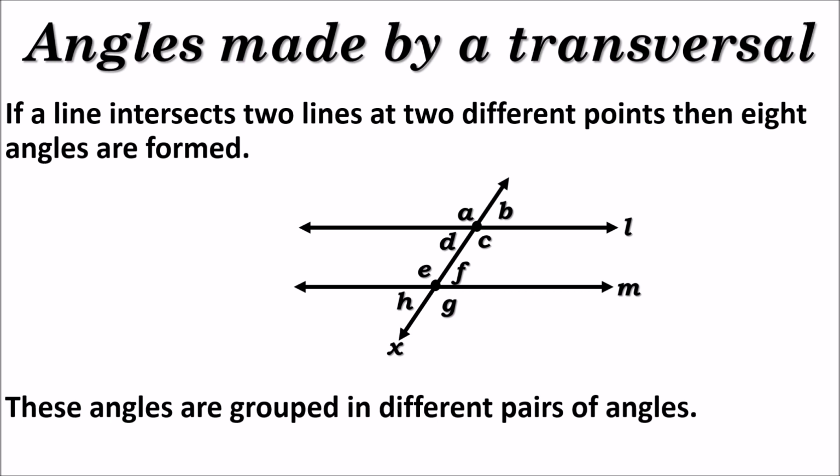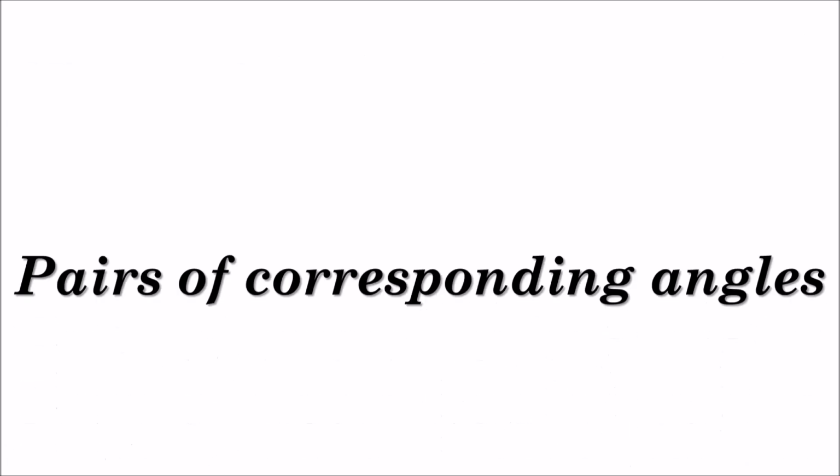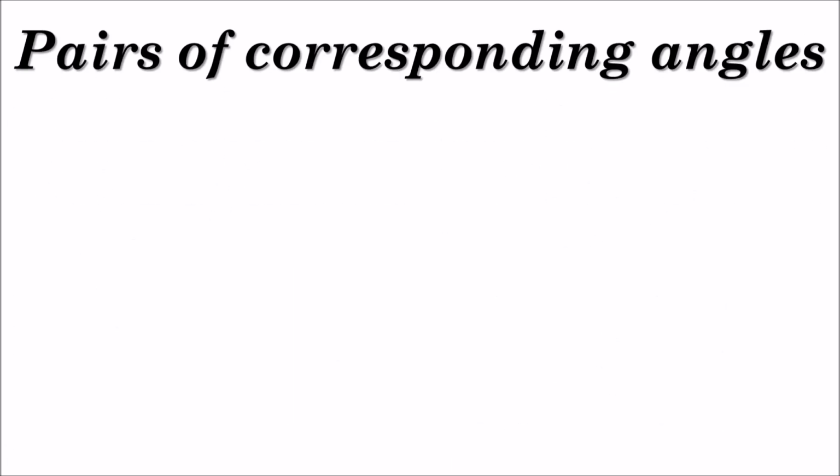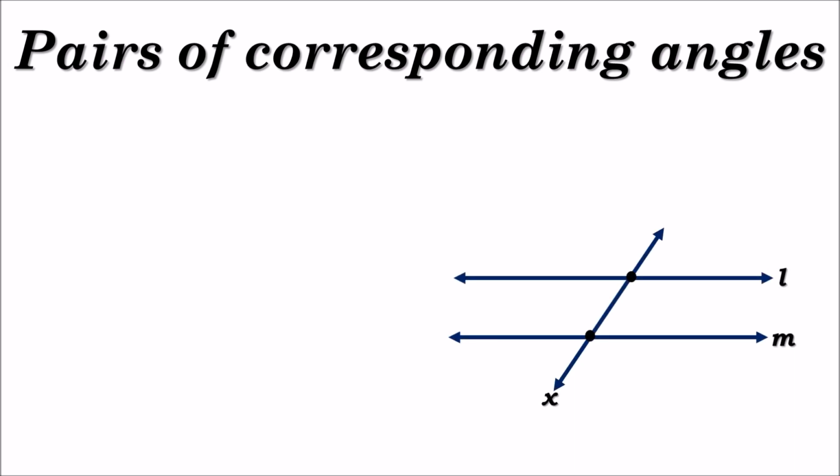These angles are grouped in different pairs of angles. Let's study the pairs. What are pairs of corresponding angles? Look at the figure. In this figure, line X is a transversal of line L and M. There are 8 angles in this figure. Make a note, corresponding angles are on the same side of a transversal. You can see the transversal X.